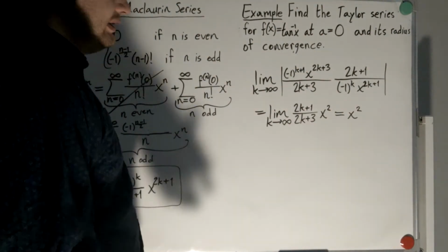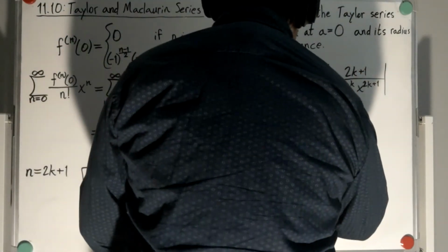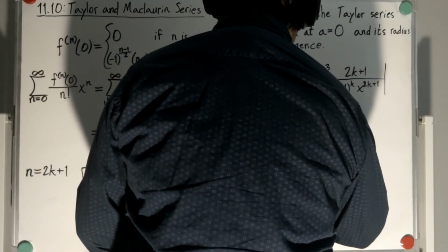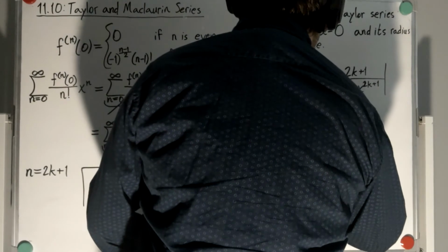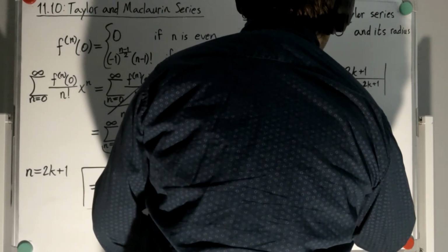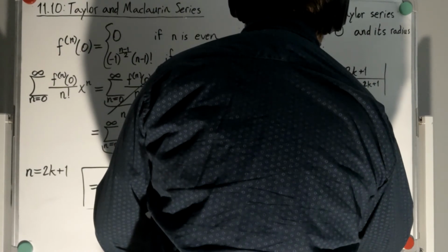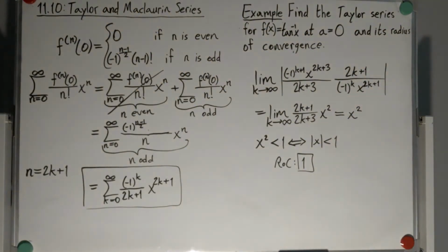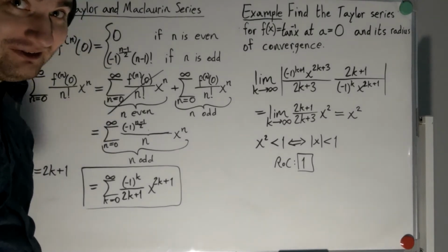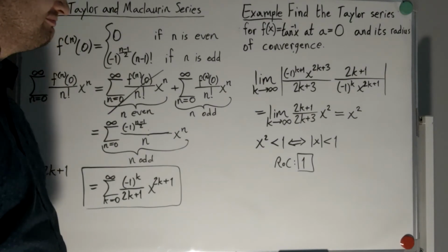In order for the ratio test to guarantee convergence, we need that x squared is less than 1, which is the same as saying that the absolute value of x is less than 1, and so the radius of convergence is 1. Which is the same radius of convergence that we found in the previous lecture, right?